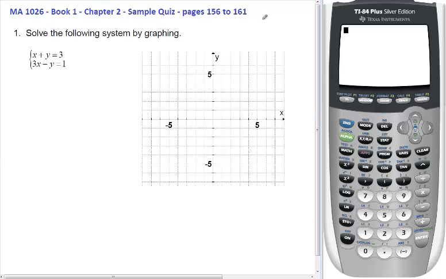Good day, students. Today we're going to look at the solution to number one, long answer, the first long answer, part of your chapter 2 sample quiz in book 1 of your MA1026 booklets.